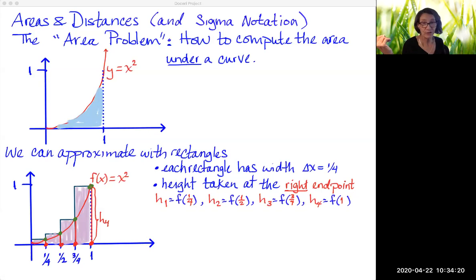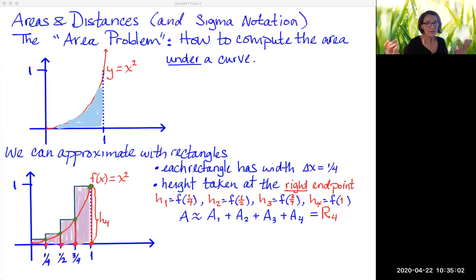And notice those rectangles are a little too big, right? They're all above the curve. So when we add up those areas, they're going to be a little too high. So what we're going to say is the area under the graph of y equals x squared is approximately the sum of the four areas of those four rectangles, A1 plus A2 plus A3 plus A4. And we're going to call that approximation R4.